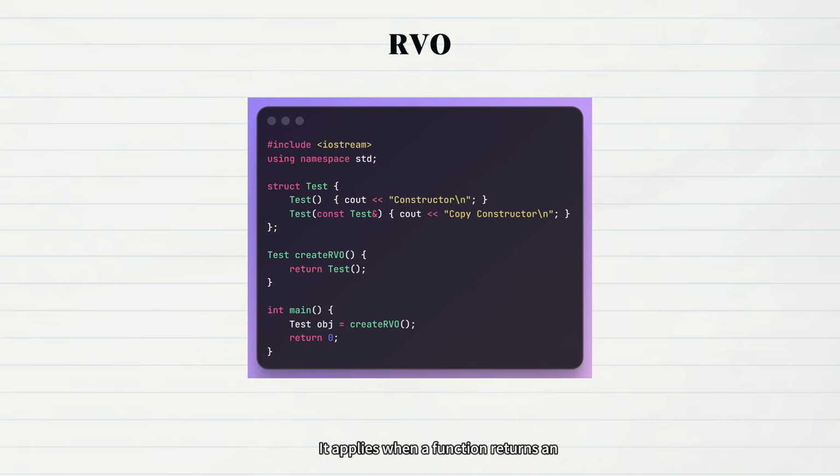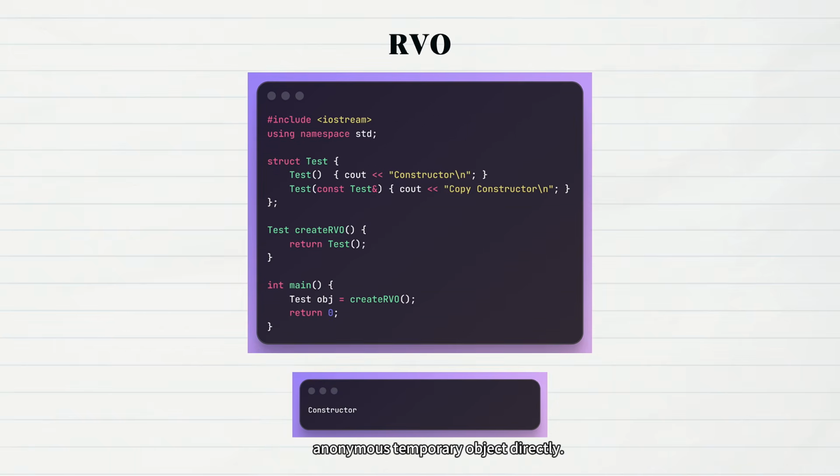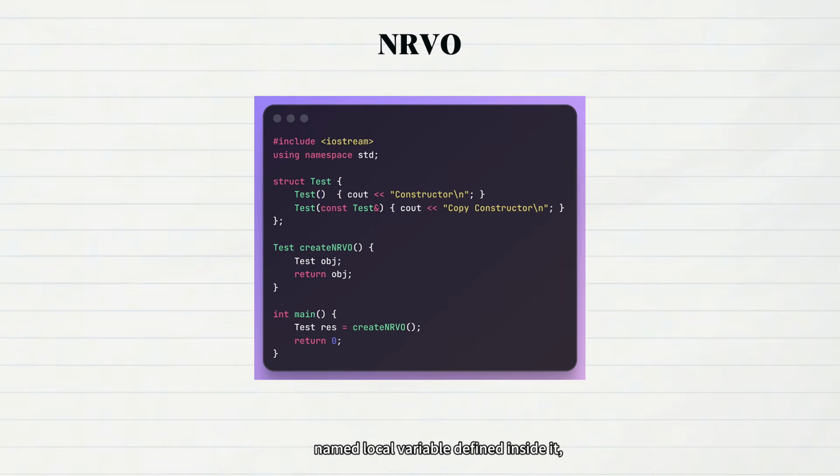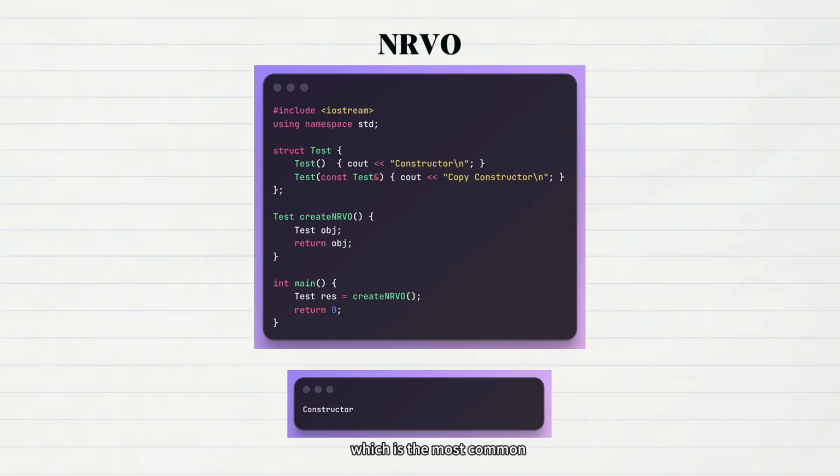Fourth, RVO stands for return value optimization. It applies when a function returns an anonymous temporary object directly. Fifth, NRVO stands for named return value optimization. It applies when a function returns a named local variable defined inside it, which is the most common pattern in everyday development.